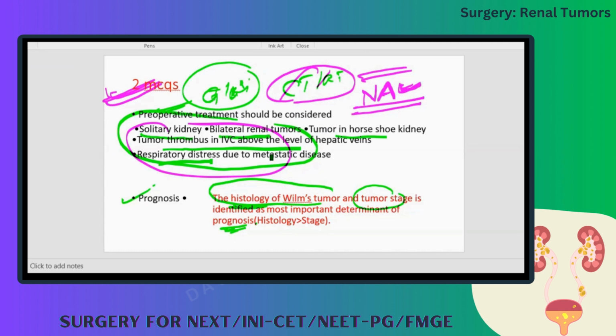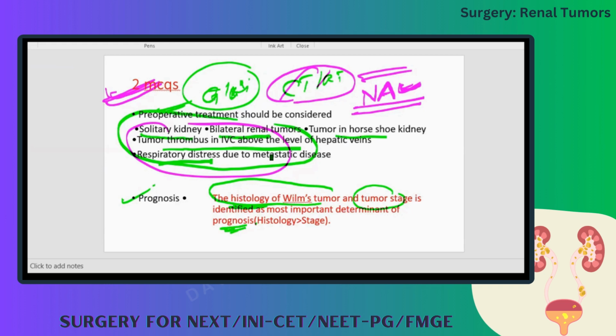Axillary lymph node. Very good. Axillary lymph node for breast cancer. The same, only 3 I will tell you, rest remember. For breast cancer, it is the status of the axillary lymph node. If the axillary lymph nodes are involved, prognosis is bad. If the axillary lymph node is not involved, prognosis is good.